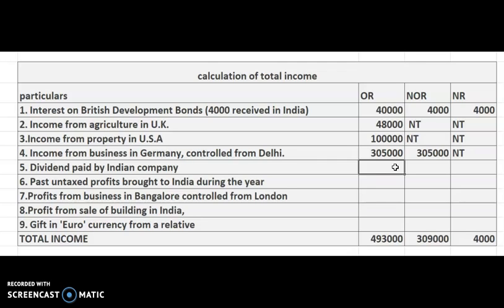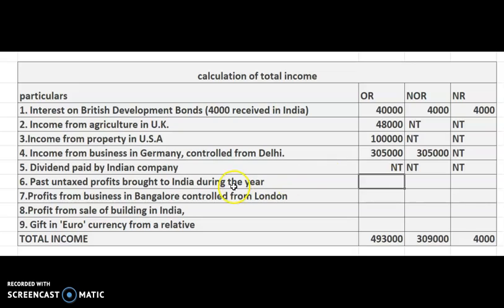Next one, we'll see dividend paid from Indian company. There's some dividend paid by an Indian company received in USA. Wherever it is received, not important. When it is an Indian company's dividend, it is completely exempt from tax. This is what we have to remember. It is completely exempt from tax. So that's why we are not writing it in any of the columns.